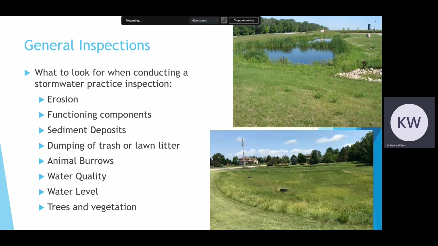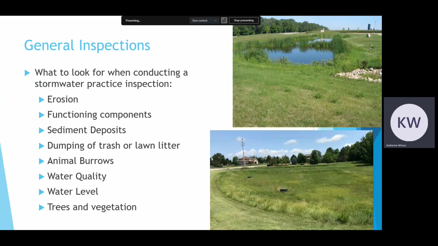In the upper right corner, you'll see a picture of a stormwater pond that is in really good condition. The berm is mowed. You can see that there is some wetland vegetation growing on the safety shelf. You can see the forebay and then the main pond in the background. There is no erosion in the inlet swale, and the water surface seems to be at the right elevation.